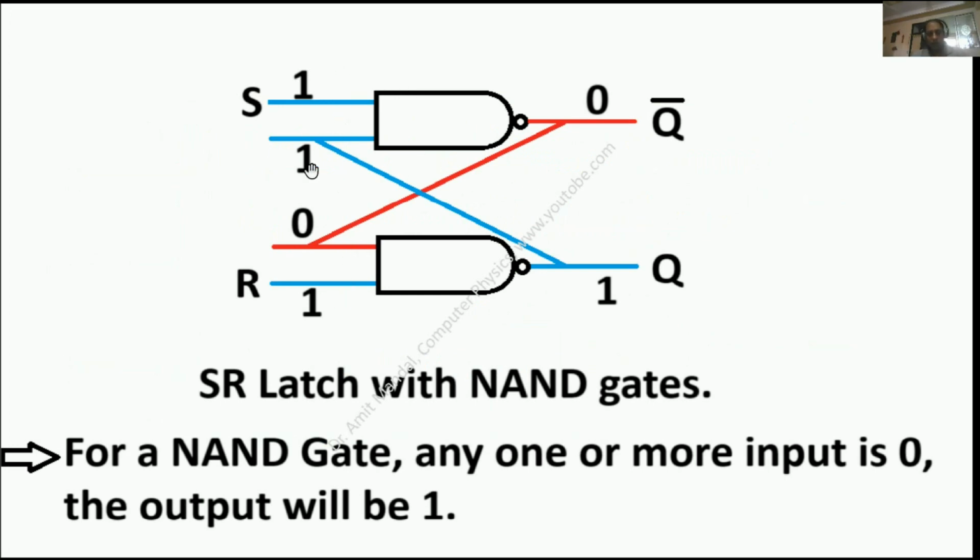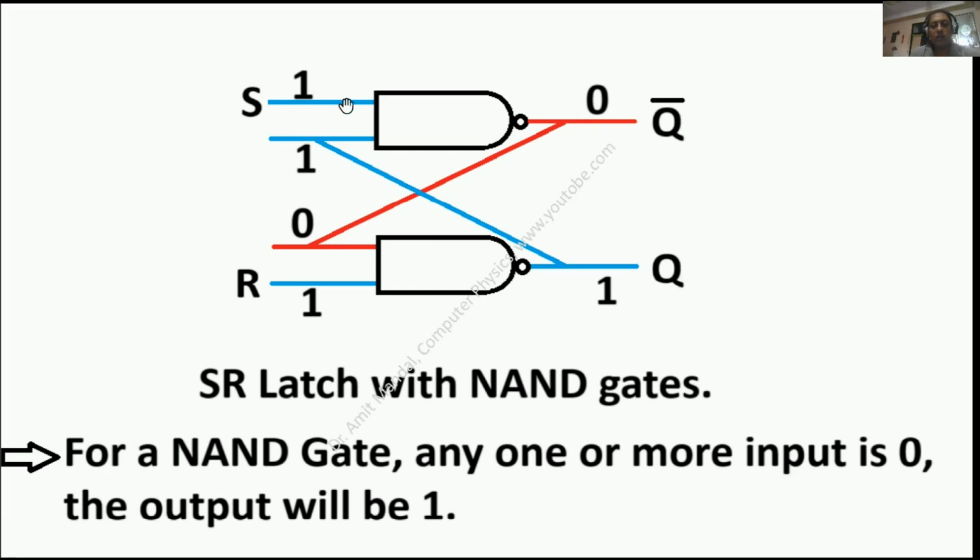This is a SR latch composed of two NAND gates. And for NAND gate, we know that in case any one input to a NAND gate is 0, then output is 1. So the feedback of this upper NAND gate is given to the lower NAND gate, and the feedback of this lower NAND gate is given to the upper NAND gate. S and R are the inputs which we can render to the gates, and this Q and Q naught are the outputs.